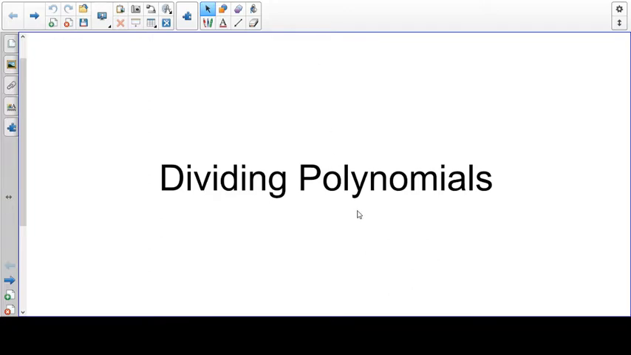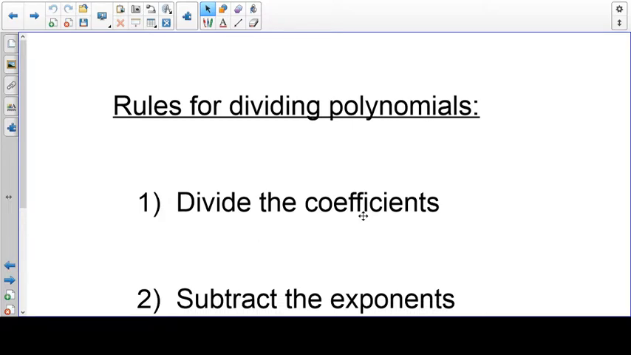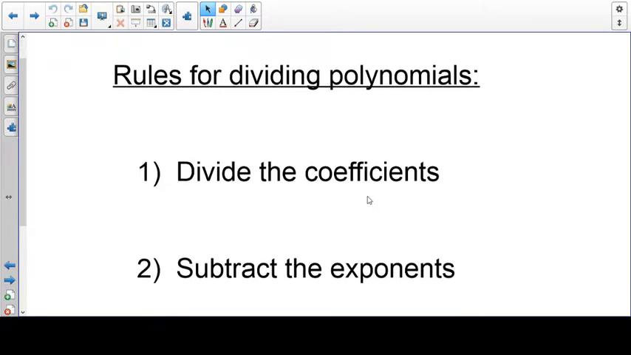Alrighty. So the past couple days we have been multiplying polynomials. So logically, we should be thinking in our head, we're going to divide because guess what? Multiplication and division go hand in hand. So some things to focus on when you are dividing. First things first is you're going to divide the coefficients, or if you remember, those numbers out front. So grab a calculator. And then the second thing is you're going to subtract your exponents.